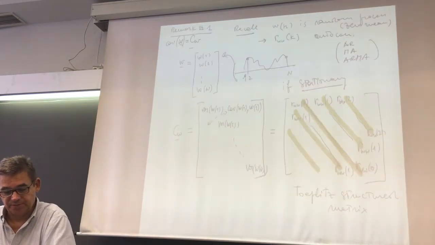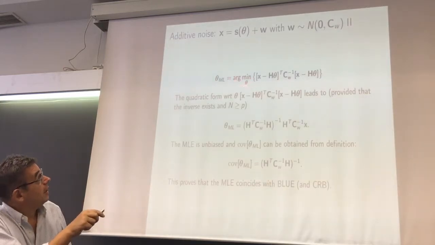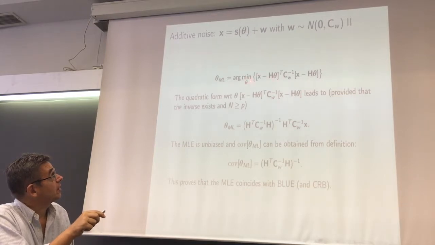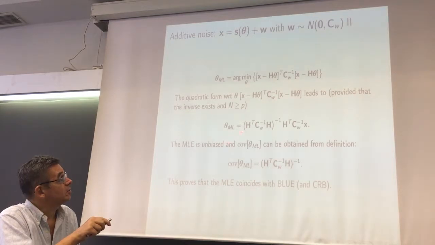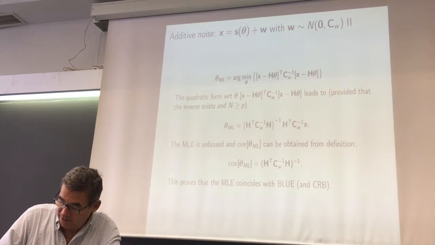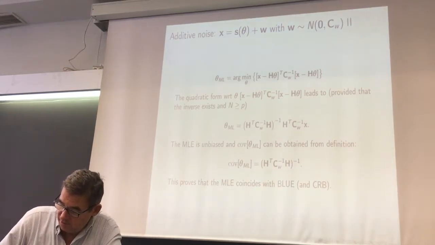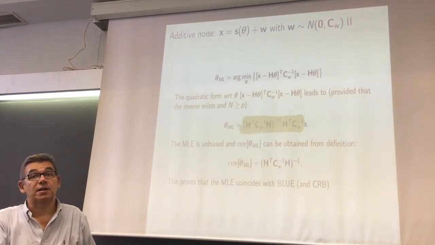Now, let's see. I just copy the quadratic form, minimize it with respect to theta, and this is the maximum likelihood estimate: (h transpose C_w inverse h) inverse h transpose C_w inverse x. So my estimator, which takes the data, is linear.